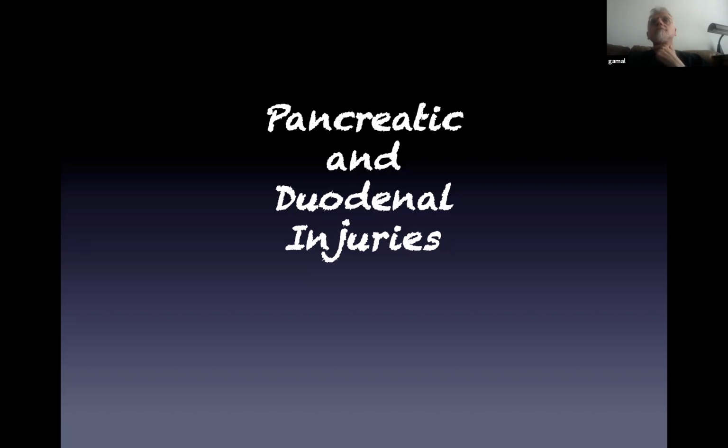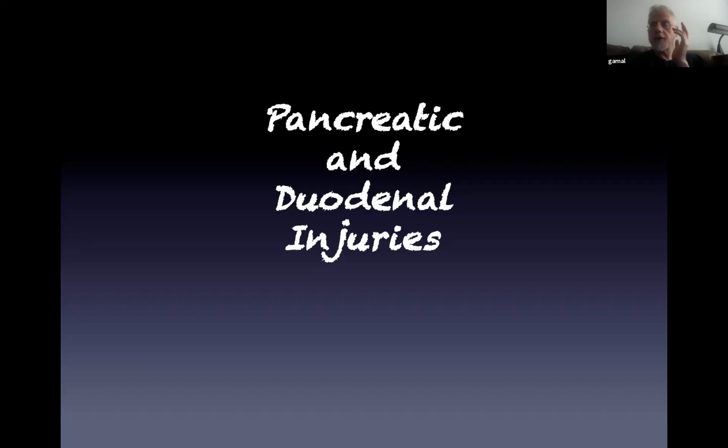What else can you see? Yeah, so it might be another associated injury. If there is a duodenal injury, you may see free air, or maybe evidence of hematoma around the duodenum. So it may give you a clue that the nearby structure might also be involved, of which the pancreas is one.